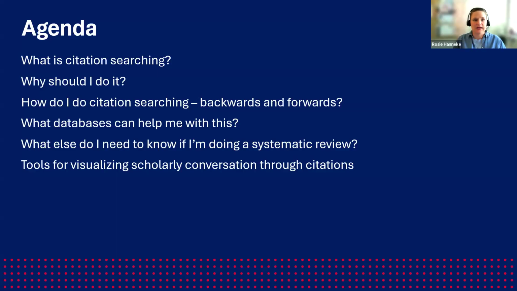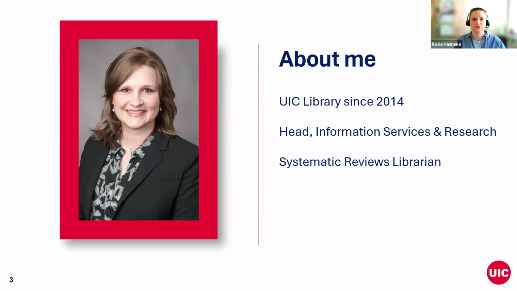A rough outline of what I'm going to be talking about: citation searching, what is it and why do we do it? Why is it particularly important for systematic and scoping reviews? What databases can we use to help with citation searching? How do we do it, importantly? What else do we need to know? And then a brief talk about tools for visualizing a scholarly conversation through citations.